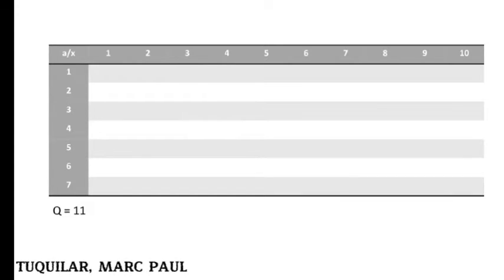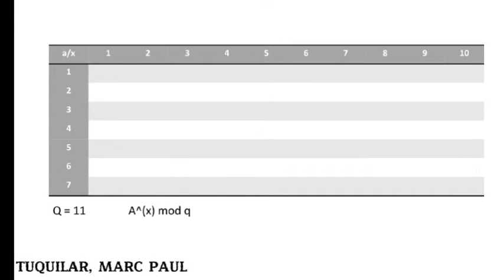Now to find the primitive root, we are going to use a table. Here we have the rows, which are the numbers to be raised, and the columns are the indices. We are going to use this formula, a raised to x mod q. So a resembles the column that has 1 to 7, and x resembles the row that has 1 to 10. We have to keep in mind that x can only go up to q minus 1, so we'll only go up to 10.